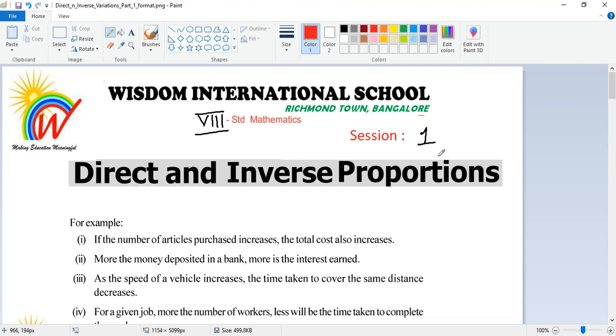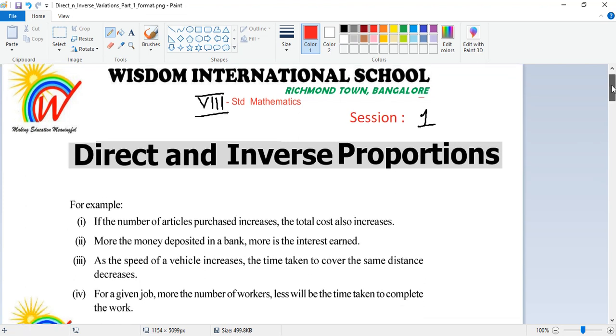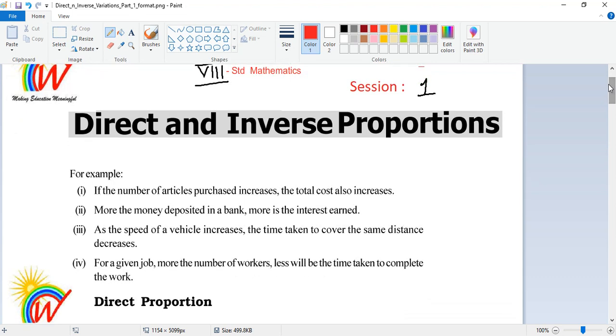proportion. Okay. So when I talk about two events occurring, let's say you study more. As you study, if you work hard, you get more marks, right? So you get good marks in your exam. You put in more effort, you get more marks, right? So as you increase your hard work, your marks obtained also increase, you're getting more marks, right?